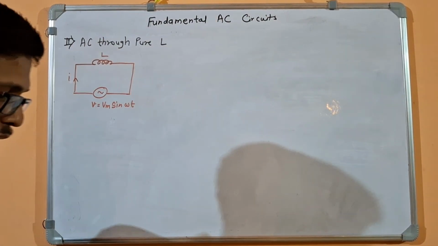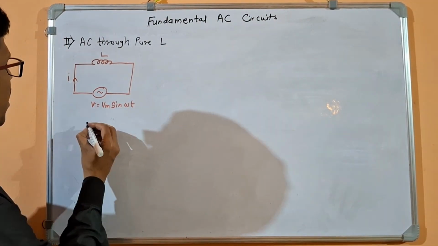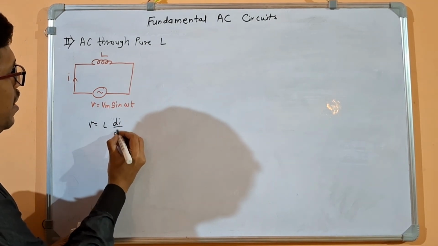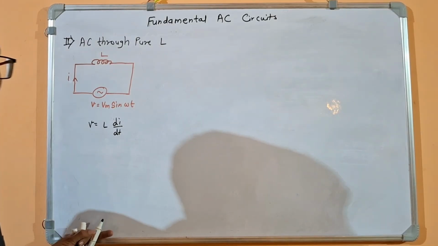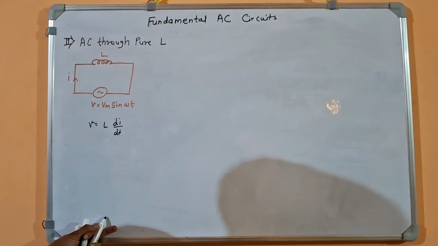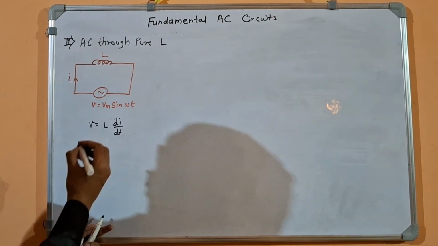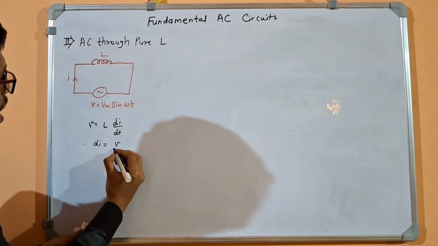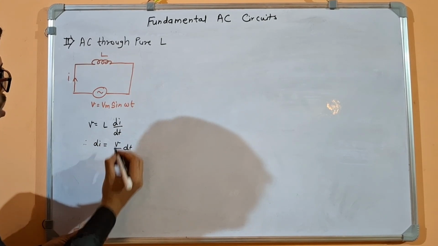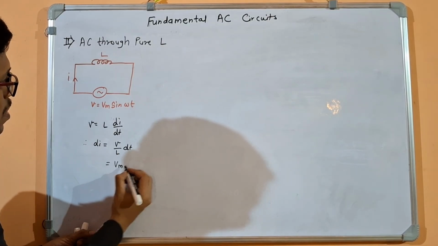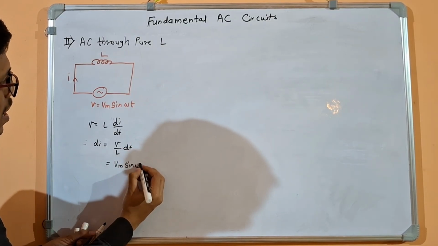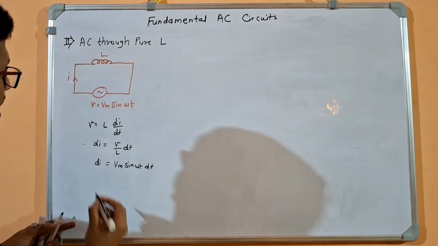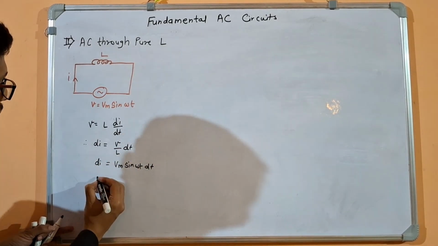Now we know that voltage in an inductor is given as V is equal to L di by dt, because this voltage is proportional to the rate of change of current through the inductor, and therefore this di will be V by L dt. But what is V over here? It is Vm sin omega t dt. If I integrate this both sides, what I will get?